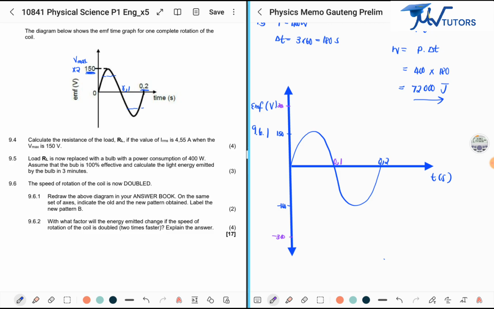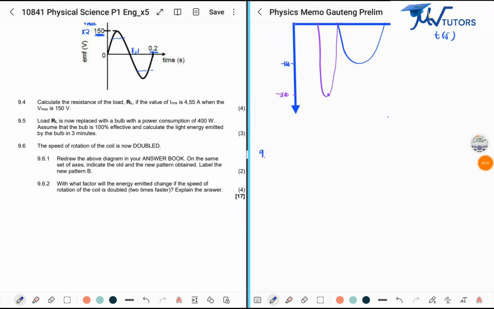I need to fit that graph there. So how am I going to draw this? Halfway through, I need to have reached there, and again I would have had to reach there. Let's draw this new graph. No, I didn't draw that correctly. This should be at negative 300. So there we are. That's how it will look. And that's for 9.6.1.